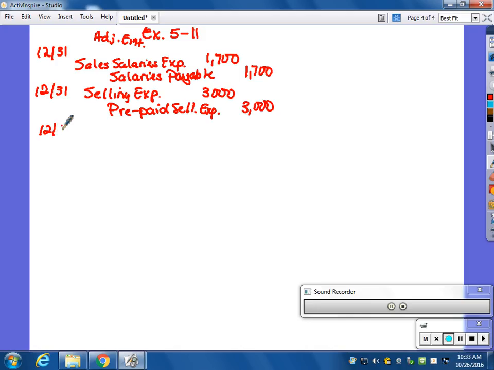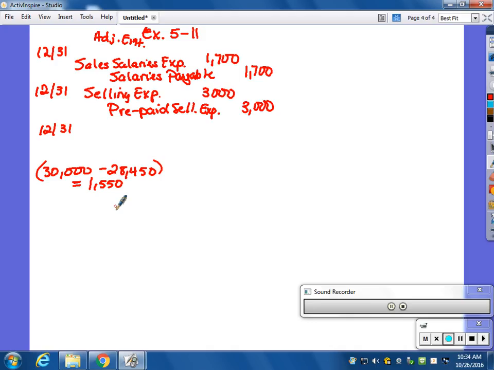And then lastly is the inventory. We had how much inventory to start? 30,000. They said the count at the end of the year was how much? 28,450, which means that we have to adjust for how much? $1,550. So we debit what and we credit what?